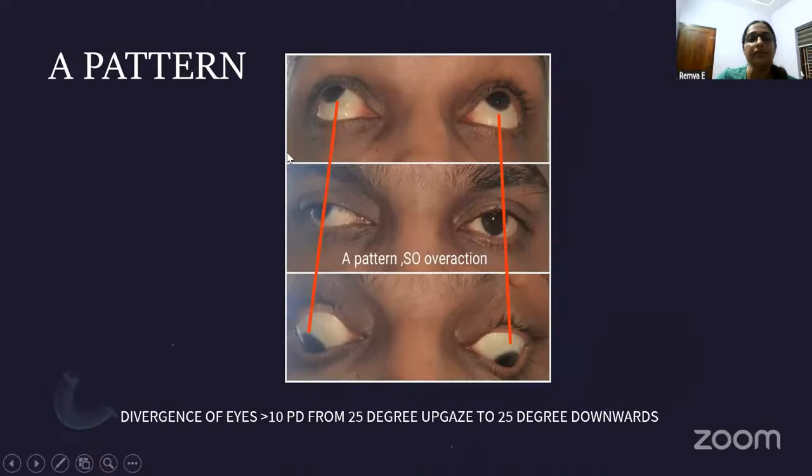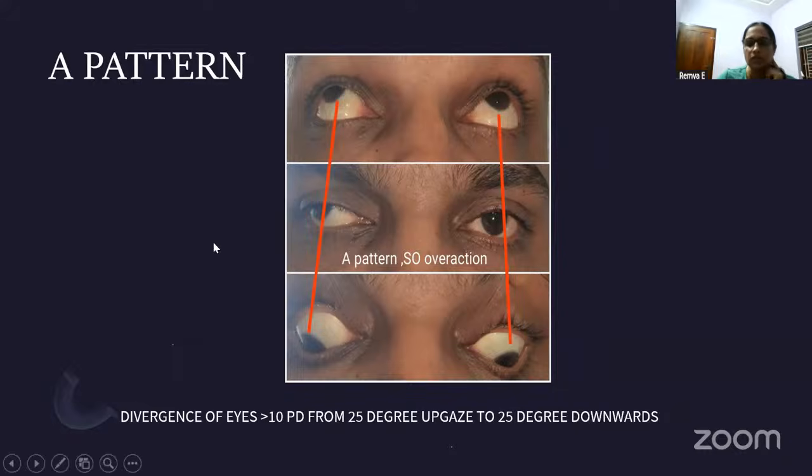Whereas in A pattern, the difference is 10 PD only. If you get 30 here and 20 here, it is A pattern. So that means divergence of the eyes more than 10 PD is A pattern, whereas V pattern is more than 15 PD. That is the difference between A and V.